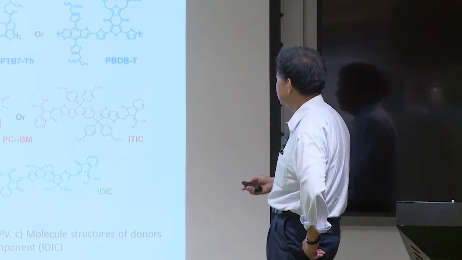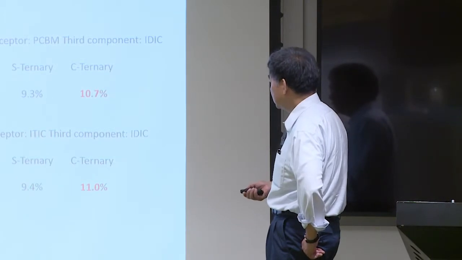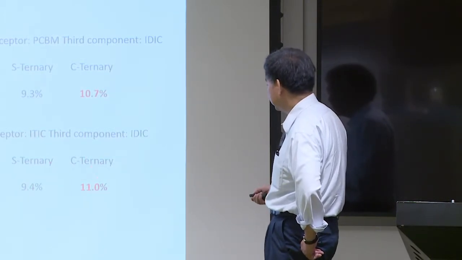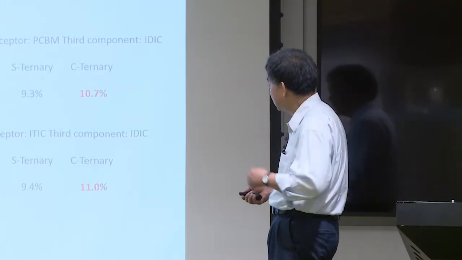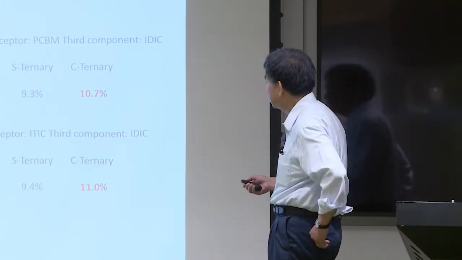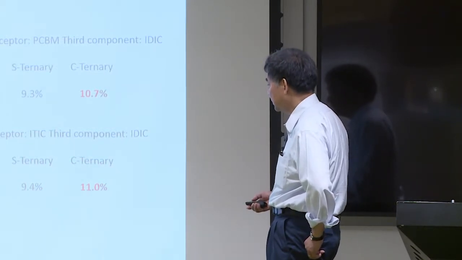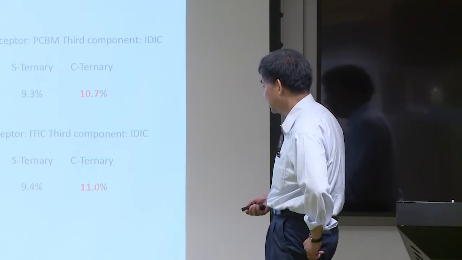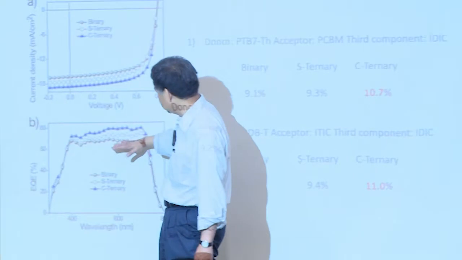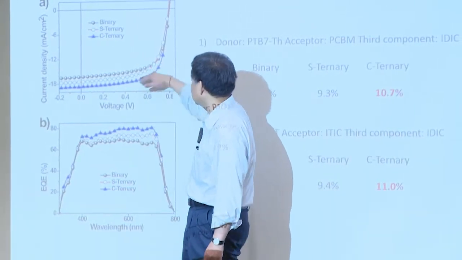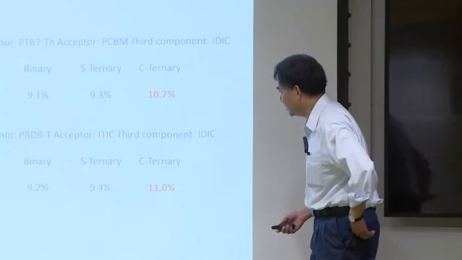Okay, so you can see that in the so-called controlled ternary system, we got 11%, compared to the standard ternary, where you got 9.4%. So there's a significant difference in the material, and the paper is in Advanced Materials. You can see that in the controlled ternary, the EQE curve went up, and the IV curve also increased significantly.